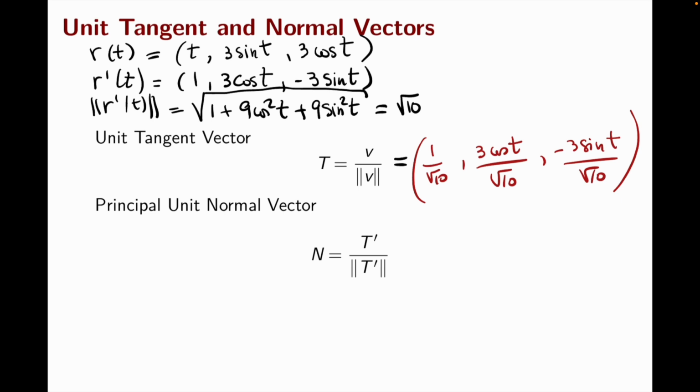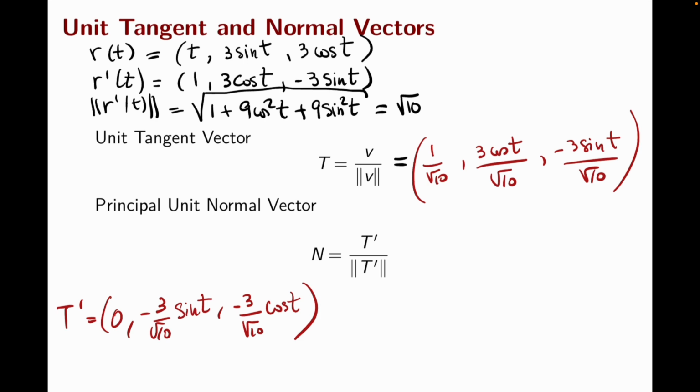But now, in order to calculate the normal vector, first we need to calculate the derivative of T. The derivative of this is a number, so the derivative is going to be 0. The derivative of this will be minus 3 over square root of 10 sine, and then the derivative of this will be minus 3 over square root of 10 cosine.